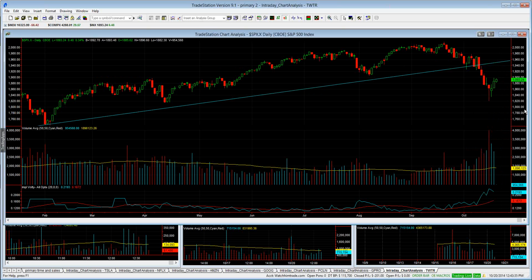Do I think there's a bottom in place? I do think we have pretty solid evidence of a potential bottom, but that doesn't mean we're not going to channel back down towards 1850. So I'd still be looking at short trades here more than long trades.